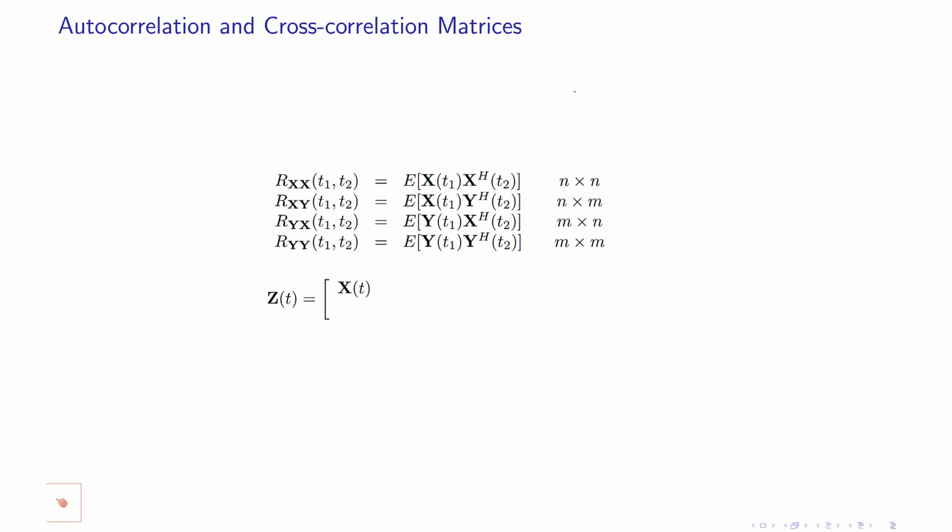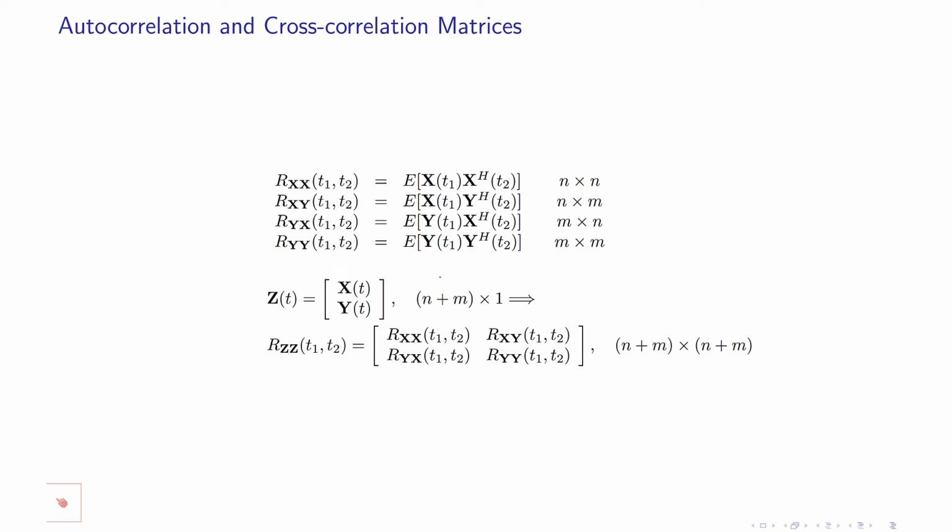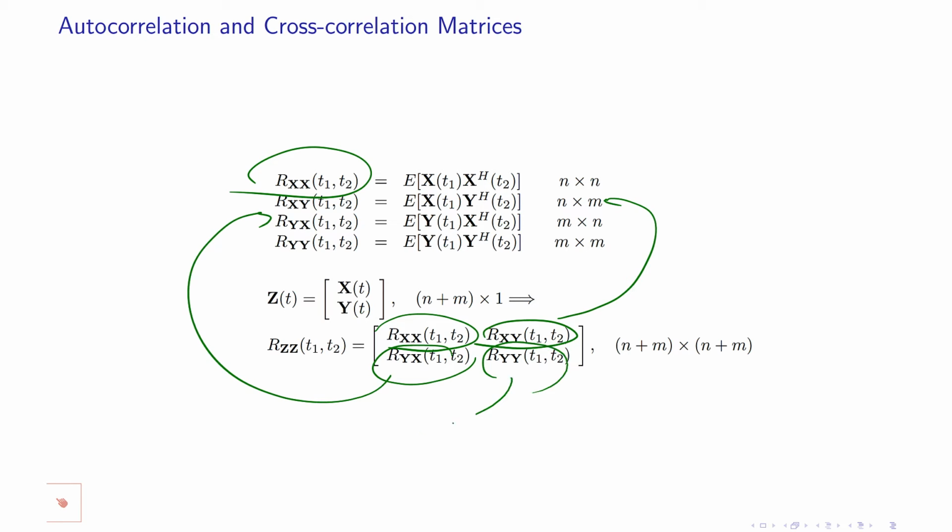So as an example, you could cascade these two random vector processes, and the size of this z, because the first one has n entries and the second one has m entries, will become n plus m times 1. And then you could see that R z z becomes a matrix like that. The first component is this one, and the second one is this one. This is the third one, and this is the last one.